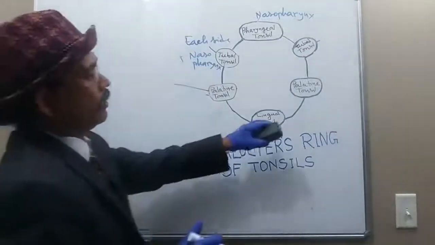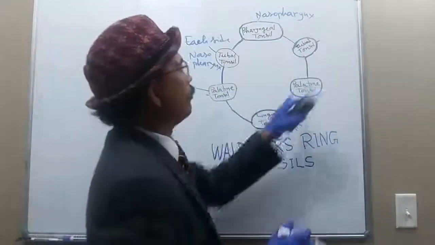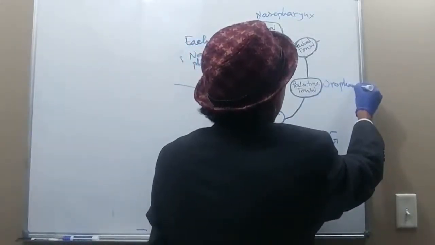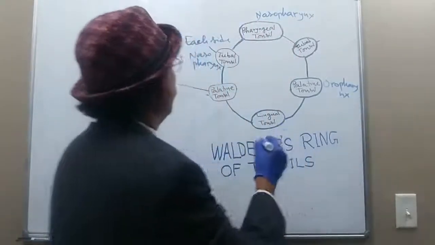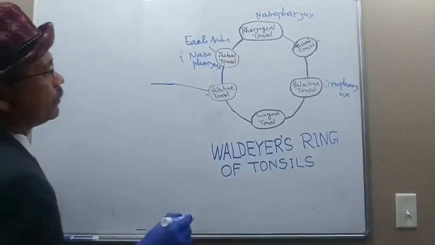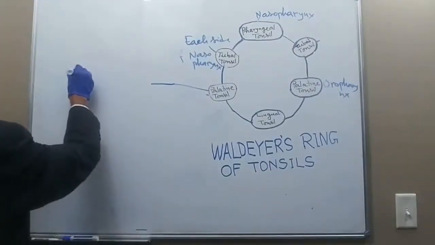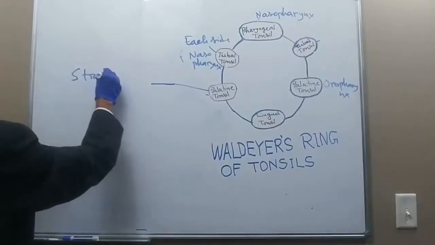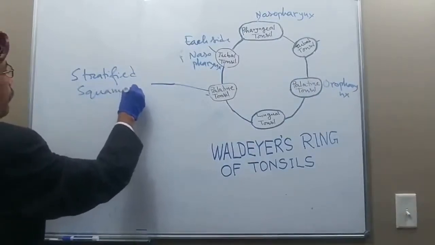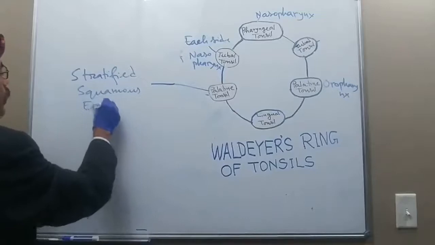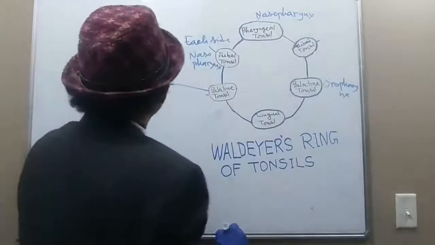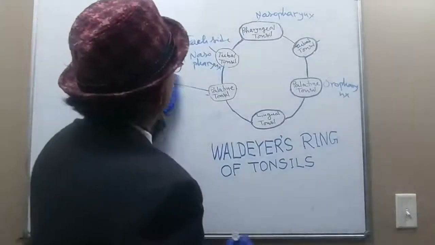Now, we have the palatine tonsil in the oropharynx. What is the lining epithelium? The palatine tonsil is lined by stratified squamous epithelium. We got the palatine tonsil.